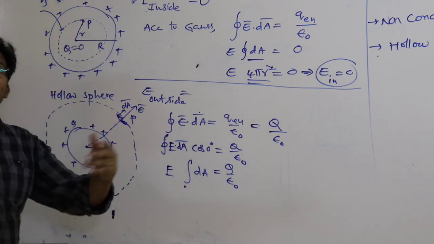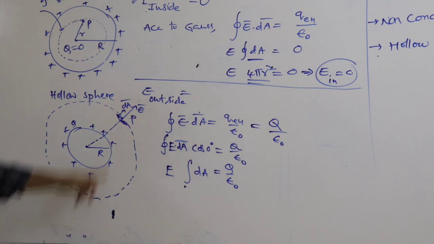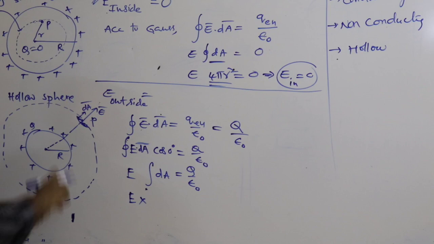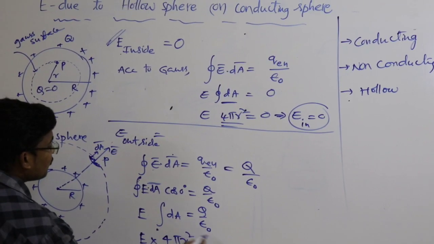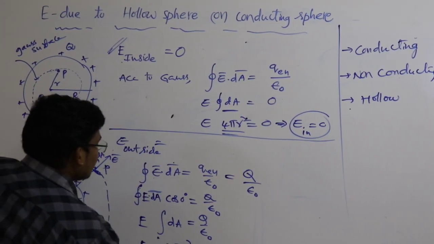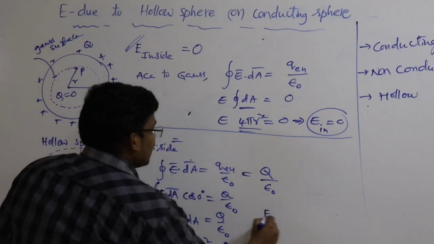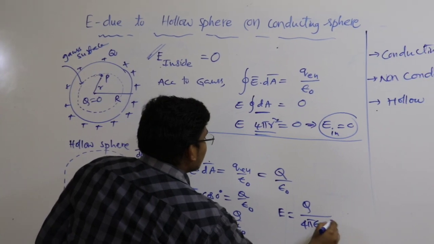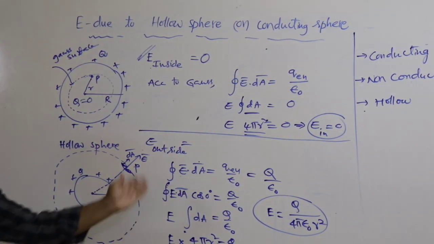Now what is integration of dx? It is x. In the same way, integration of dA is A. What is the area of the Gaussian surface? It is a sphere, and sphere area is 4 pi r square. So E into 4 pi r square is equal to q by epsilon naught. Now sending 4 pi r square to the other side, what is E? We got q by 4 pi epsilon naught r square.